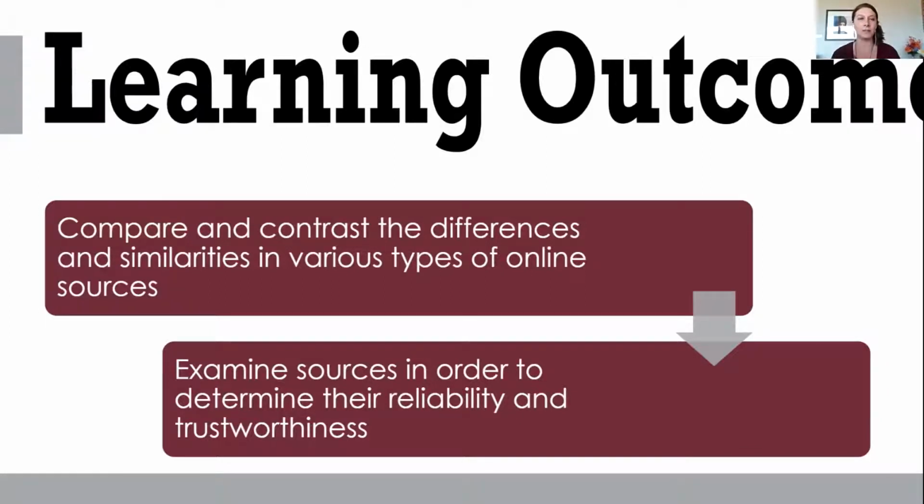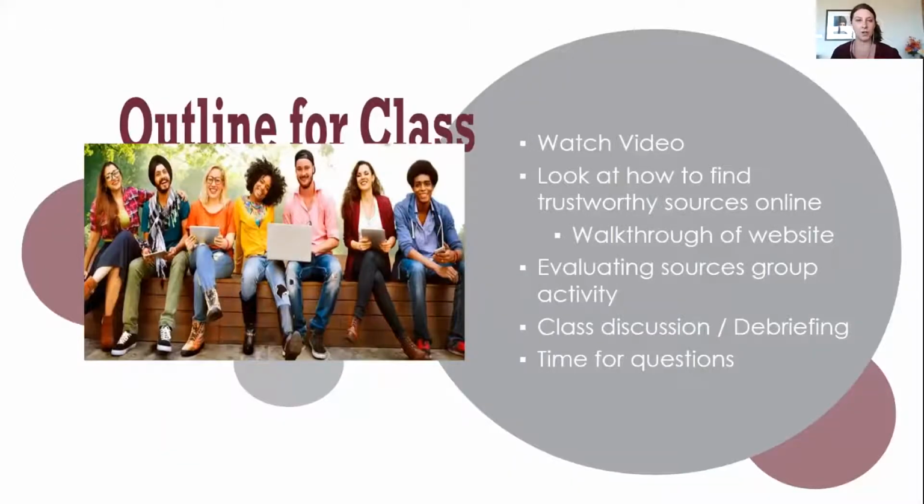So what we're hoping you get out of today's class is comparing and contrasting the differences and the similarities in various types of online sources, as well as examining sources in order to determine their reliability and their trustworthiness. So kind of how we're going to do that, we have a little video for you to watch. We're going to look at how to find trustworthy sources online. We have a walkthrough of a website that we're going to do. We have 2 websites that are available and you get to pick them. Then we have an activity for you to do. Then there is time for discussion and debriefing, as well as any questions that you have.